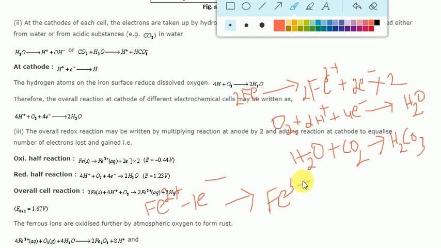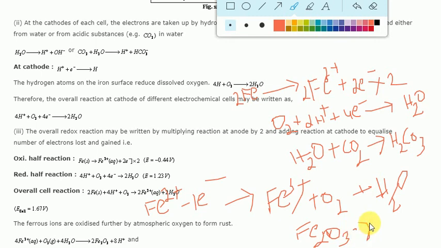This Fe3+ ion reacts with oxygen and a small amount of water. They form one type of rust. What is the rust formula? They form rust, which is nothing but Fe2O3 dot xH2O. This is the rusting process. Fe2O3 dot xH2O is the result of these reactions.